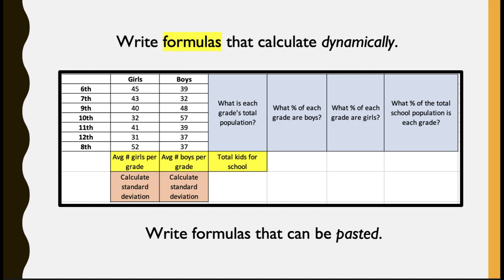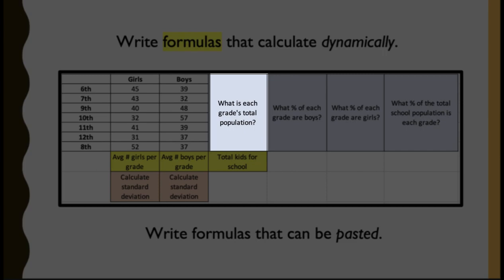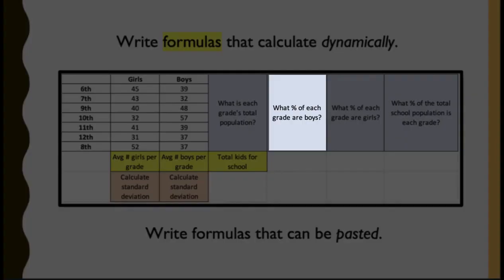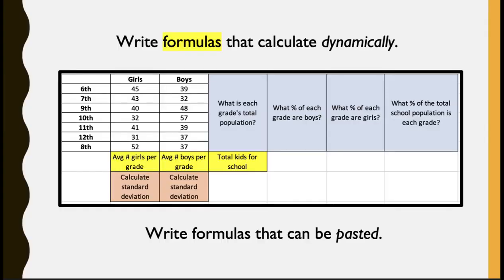So looking at your data, you have the number of girls and the number of boys for each grade level. First, you need to calculate what each grade's total population is, so just girls plus boys for 6th grade, girls plus boys for 7th grade, etc. Then you need to calculate what percentage of each grade are boys. So I would take the number of boys divided by the total population for that grade.